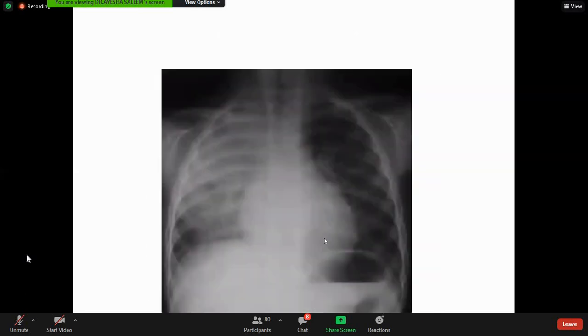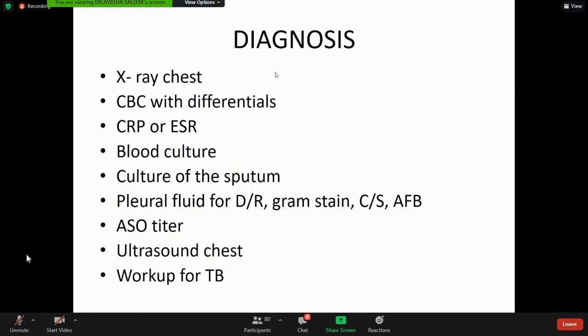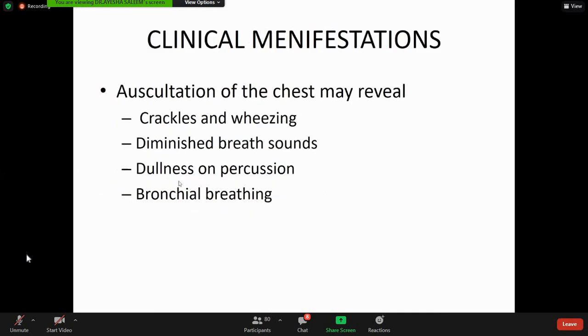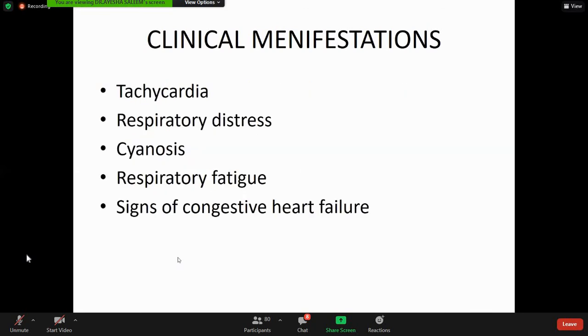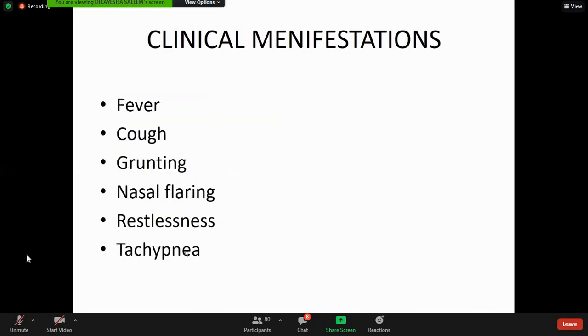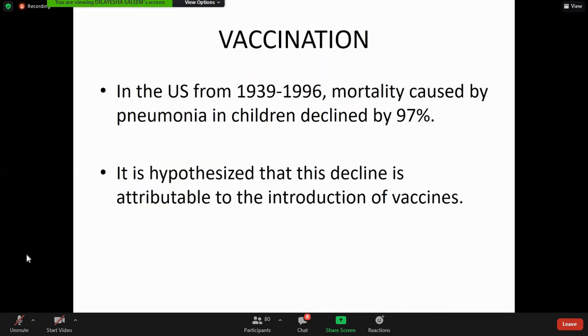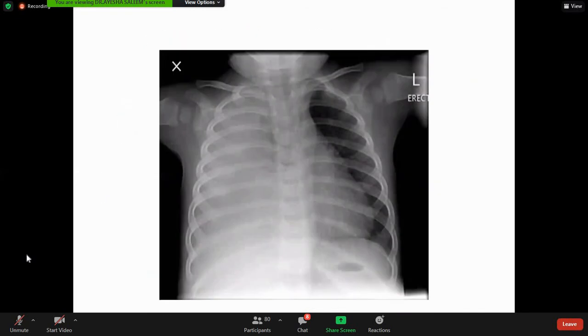Okay, these were the X-ray and diagnostic modalities which help in making the diagnosis, and these were done here. The difference between bronchial and vesicular breathing is very important. These are the clinical manifestations, and that's it. Thank you very much. If you don't have any questions, then we can sign off.